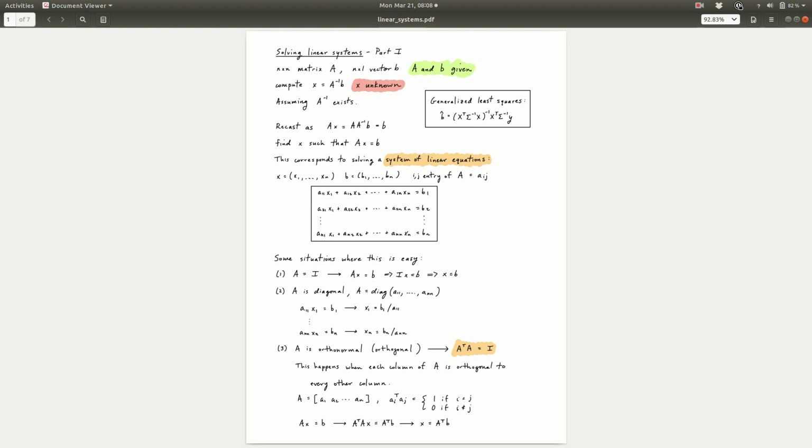Hello everyone. Today we will be talking about solving linear systems, which will involve how to do it for simple situations, and then we'll also be talking about a couple of matrix decompositions that are helpful for solving linear systems. So let's zoom in here.